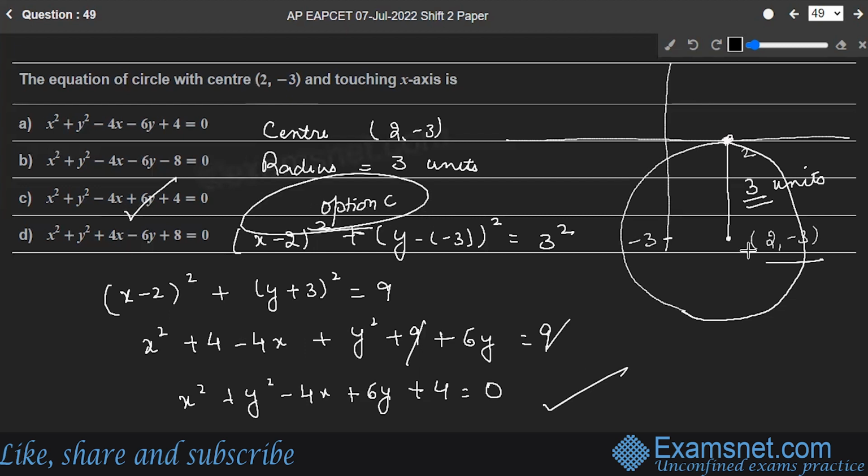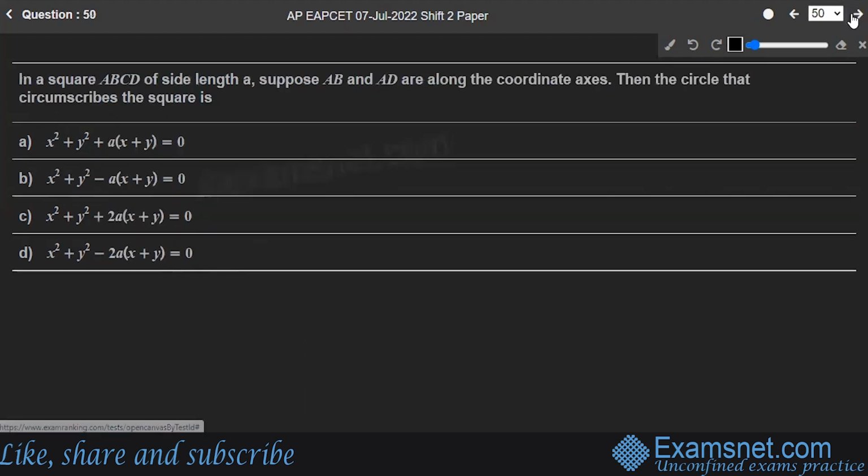Hope you're clear with this. Let's move to the next question, number 15. In a square ABCD of side length a, suppose AB and AD are along the coordinate axes. Let's make this first. So here is the coordinate axis. Next it is saying ABCD is of side length a. AB and AD are on the coordinate axes.